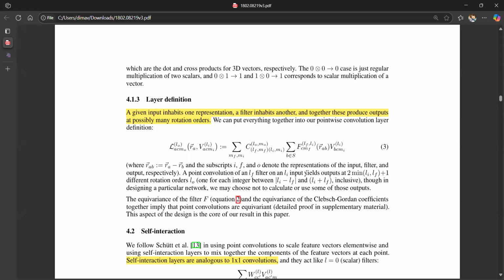So here we have their definition for the pointwise convolution layer, right? Let's see what it says. It says how we transform our data, right? So they call it a filter, right? So we would have some kind of filter.